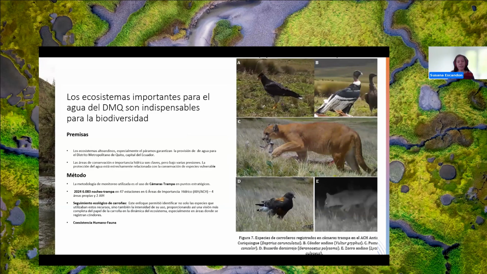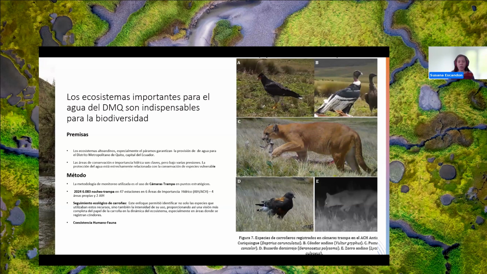What are the premises that we want to work for? First of all, the high and dense ecosystems, especially the paramos, guarantee the water supply for the metropolitan district of Quito, the capital of Ecuador, and the areas of water conservation and importance are key, but under various pressures. Water protection is closely related to the conservation of vulnerable species.